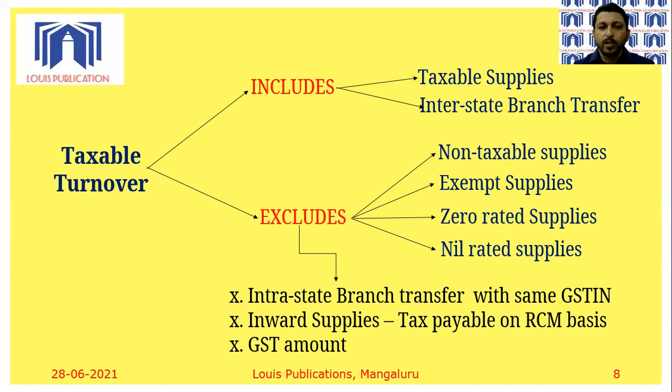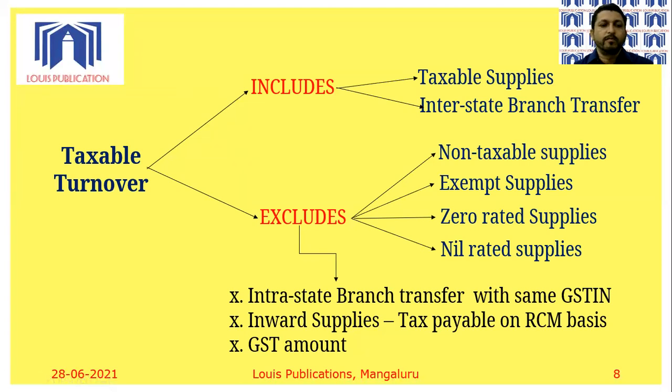So let's understand the concept of taxable turnover again. It includes only taxable supplies and interstate branch transfer, but it excludes all non-taxable supplies: exempt, zero rated, nil rated, because there is no question of taxability of such supplies. And it also excludes intrastate branch transfer with the same GSTIN, or inward supplies from an unregistered dealer on which we pay taxes on the basis of reverse charge mechanism, and the GST amount. So these are all exclusions from the meaning of taxable turnover.